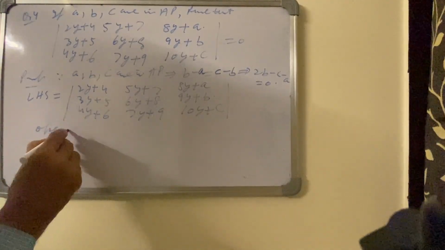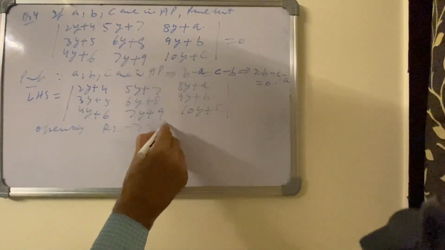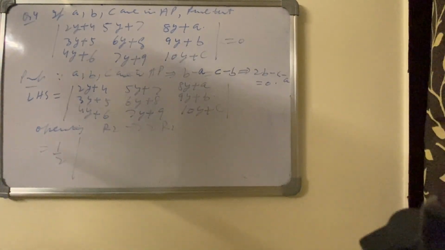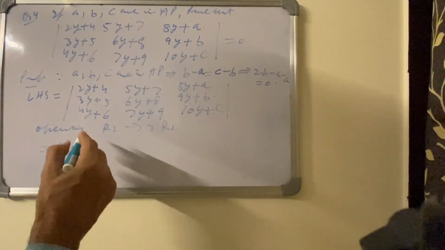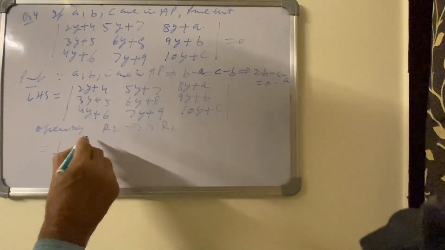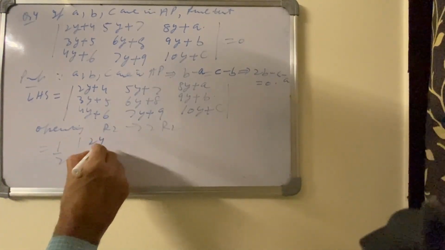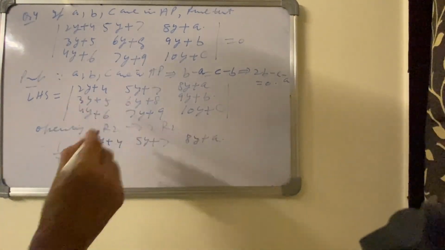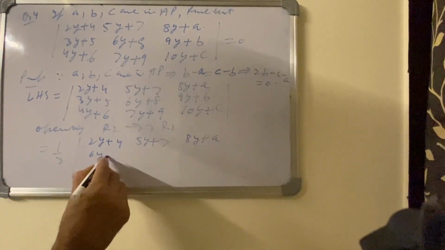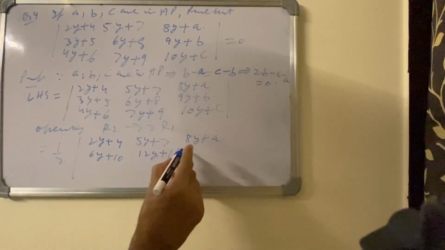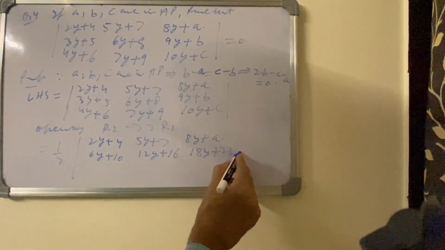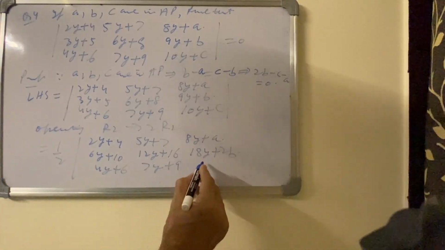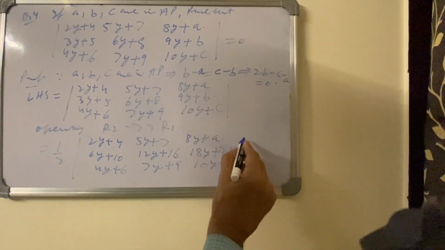Then operating R2 is equal to 2R2, multiplying the second row by 2, we get 2y plus 4, 5y plus 7, 8y plus a, second row 6y plus 10, 12y plus 16, 18y plus 2b, then 4y plus 6, 7y plus 9, 10y plus c.